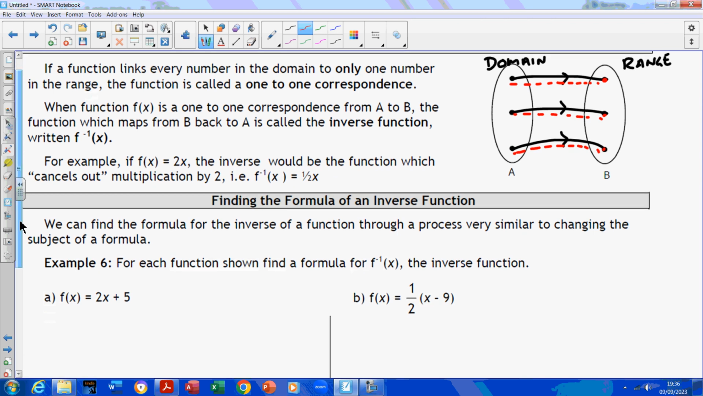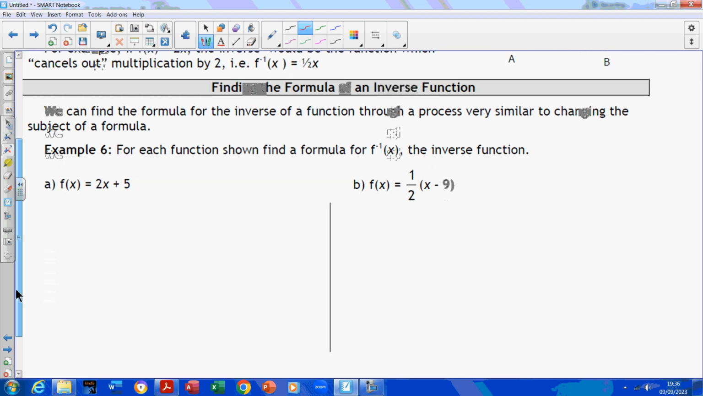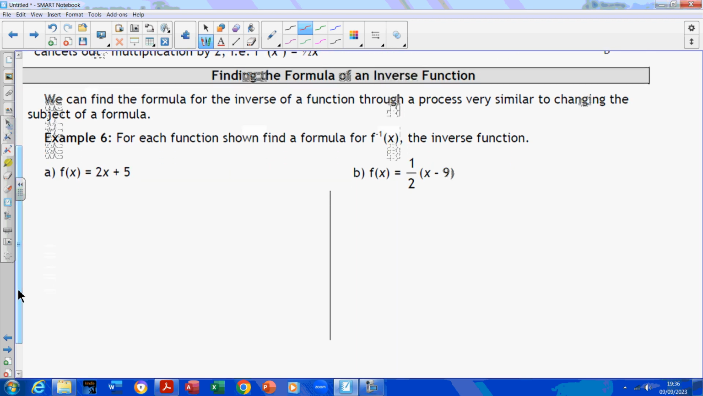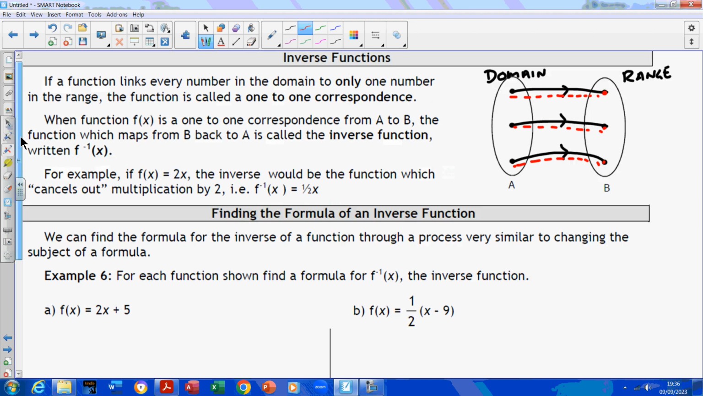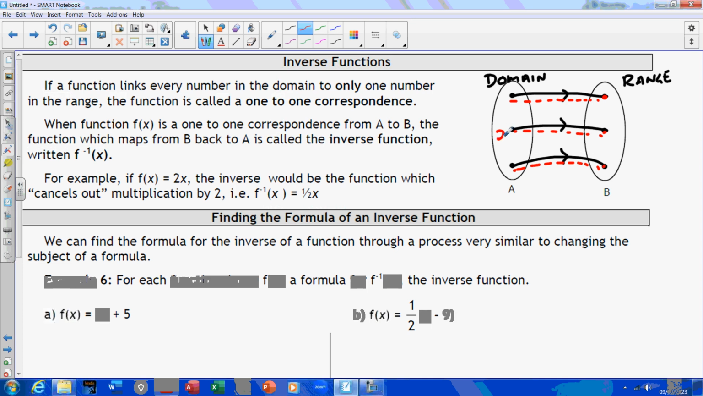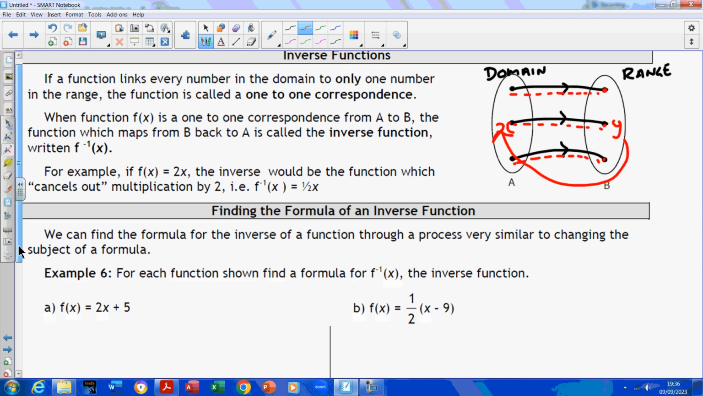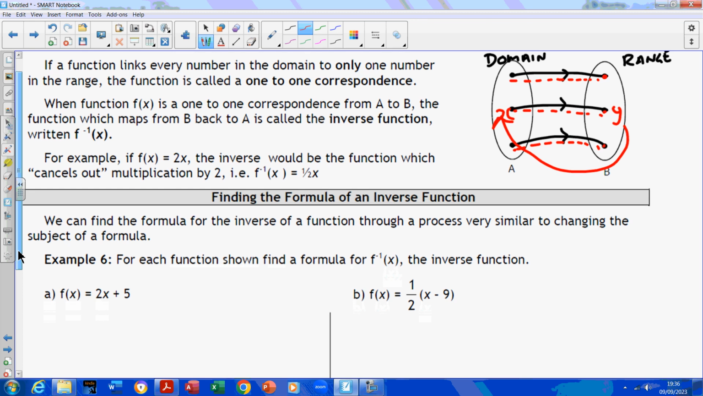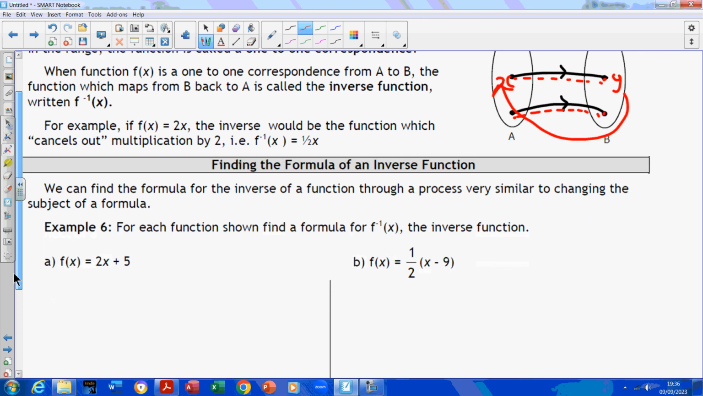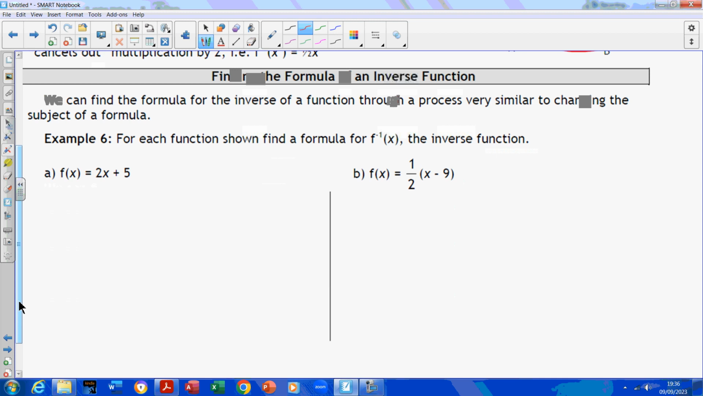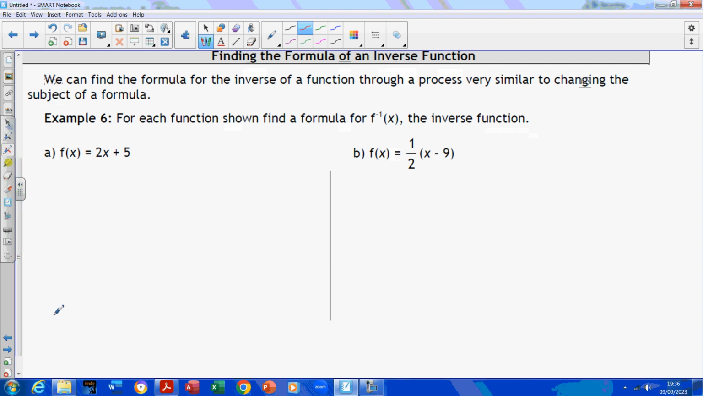Now, you're asked to do two things. You're asked to find a formula for the inverse function, or you're asked to draw the inverse function when you're given a graph. And it's dead easy, because what happens here is, I'm going to go back up to that. That was x, and that was y. So when you've got an inverse function, you've got it the other way around. The y's go back to x's. So x and y are swapping over whenever you are doing an inverse function. So you do that exactly. You swap the x's and the y's round.